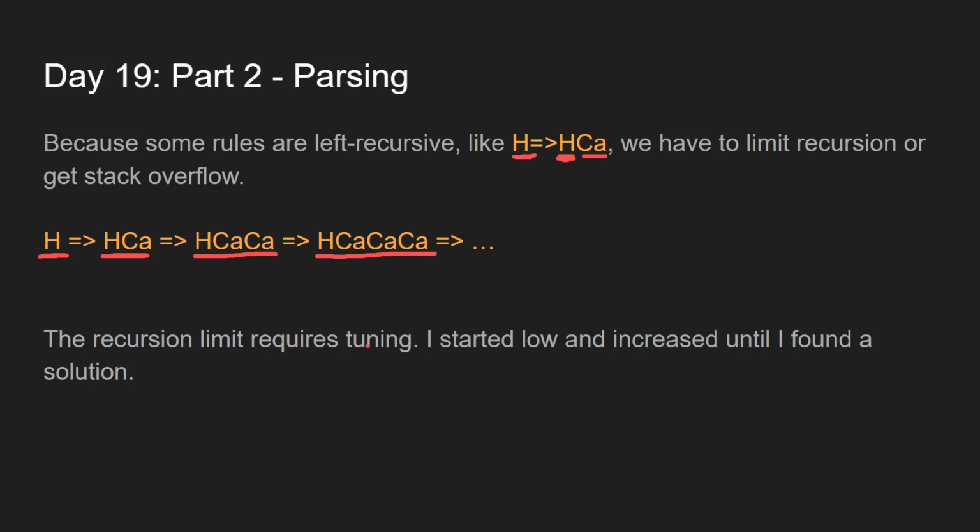But the recursion limit requires tuning. If we have too big a limit, then we spend too much time recursing down into dead ends. If the limit is too low, then we might not find the solution, even if there exists a solution, because we haven't traversed far enough down in the search tree to find it.